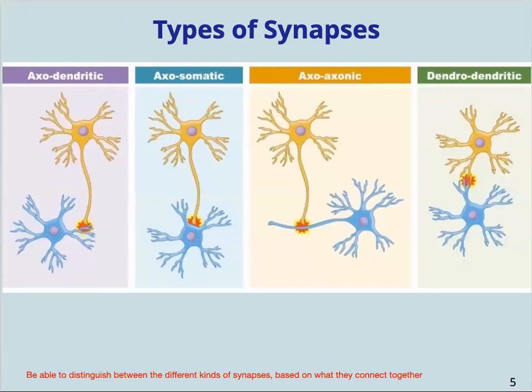So these chemical synapses can be formed by different parts of a neuron. An axodendritic synapse is formed between the axon terminal of one neuron and the dendrites of another neuron. Whereas axosomatic is between the axon terminal of one neuron and the cell body of another neuron. Axoaxonic is between the axon terminal of one and the axon of another. Dendrodendritic is between dendrites of one and the dendrites of another.